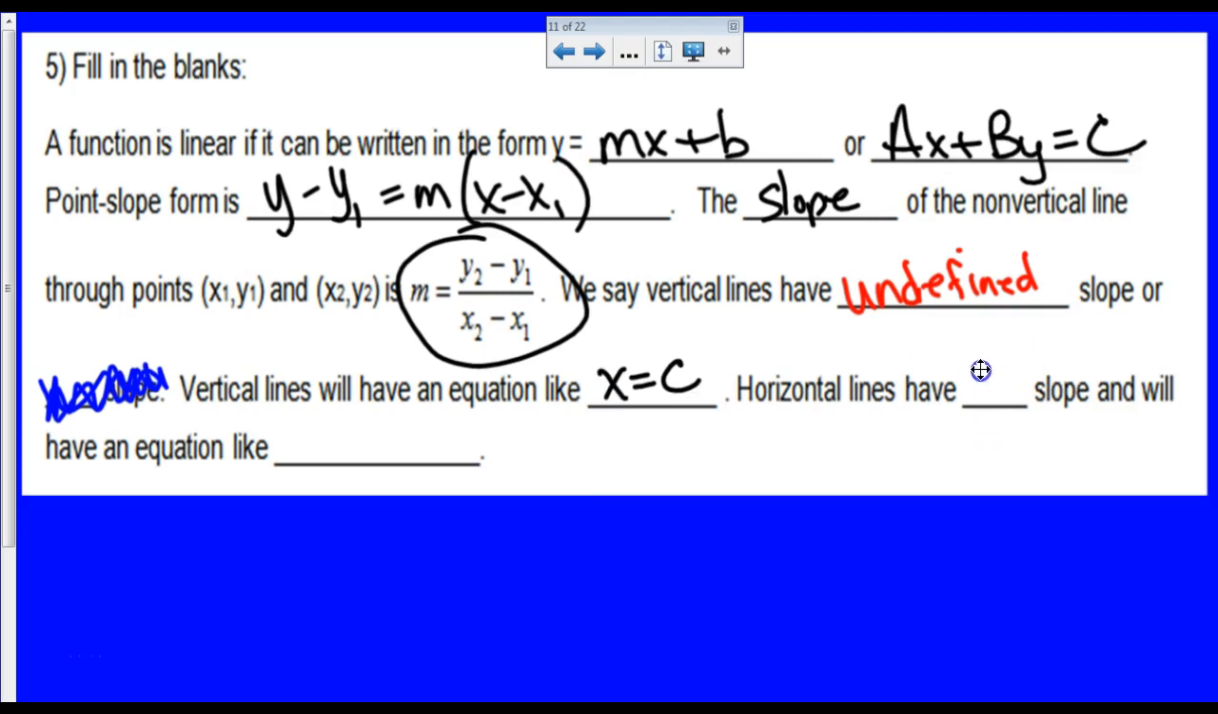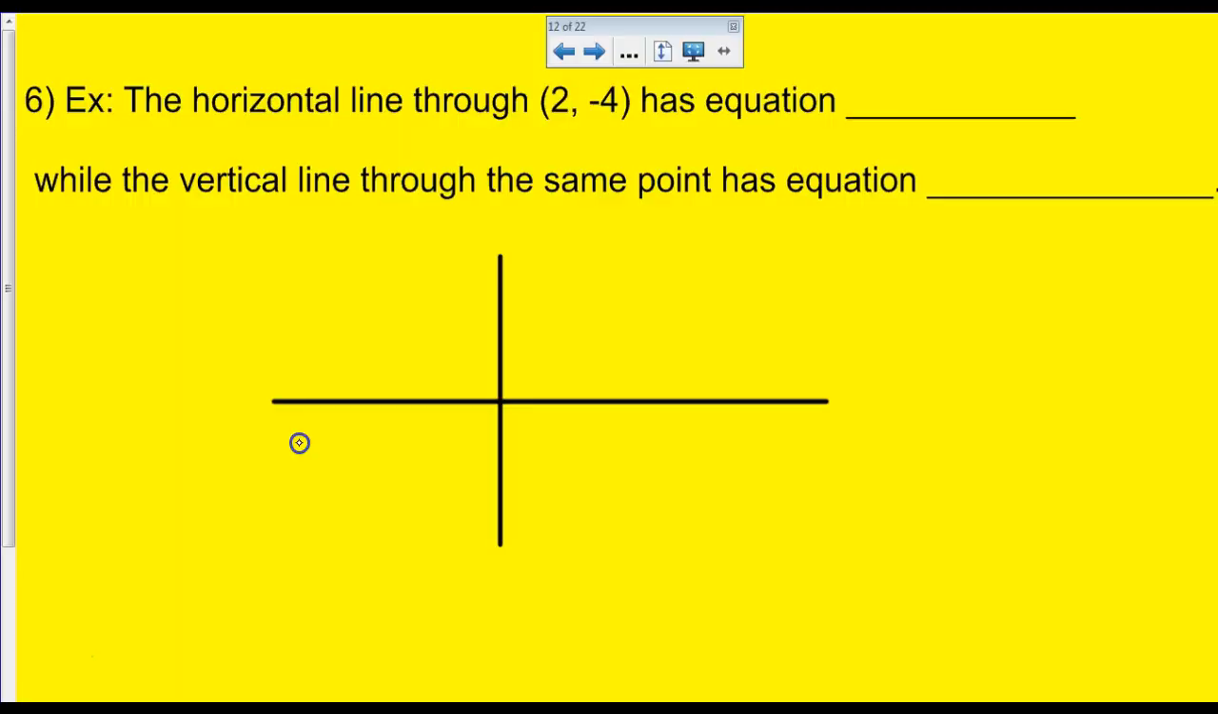Horizontal lines have, okay, so here you can either say no slope or you can say 0 slope. I prefer 0. And the equation for a horizontal line is y equals some constant. You have to know those. Those must be in your memory bank somewhere. They're great for test prep, getting ready for your SAT test.